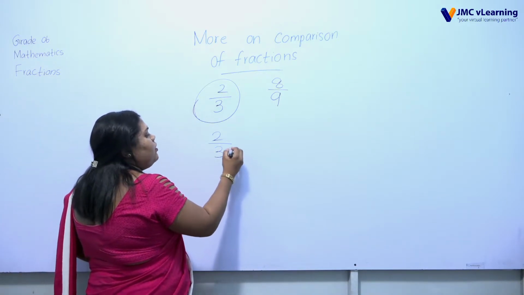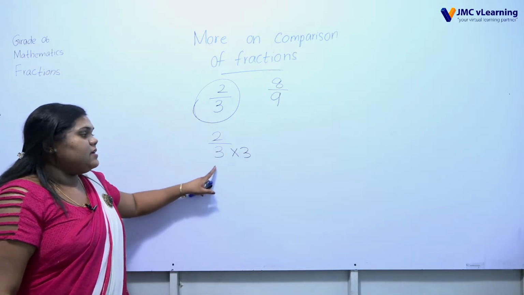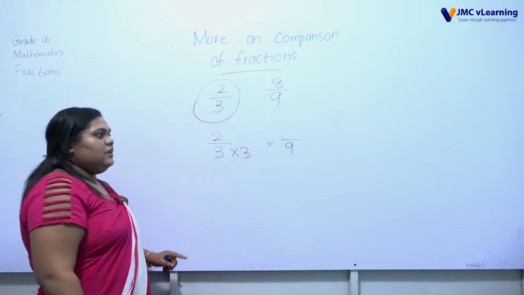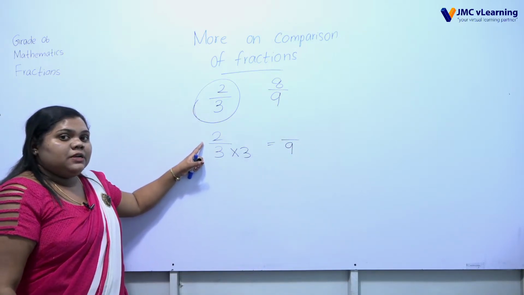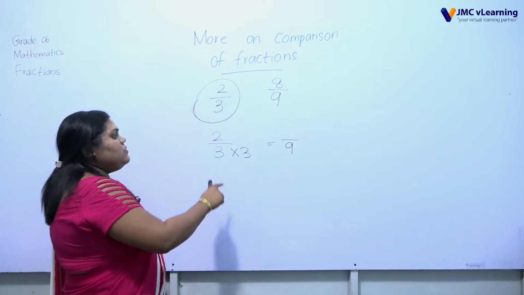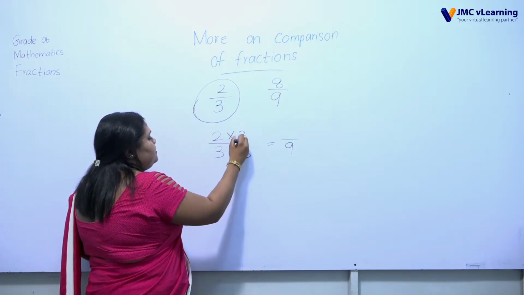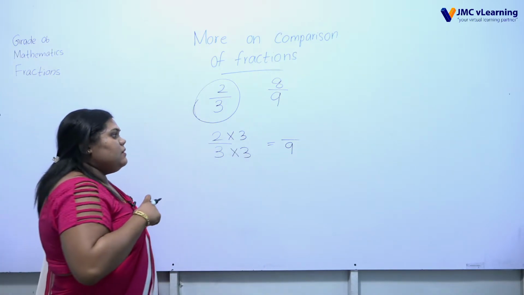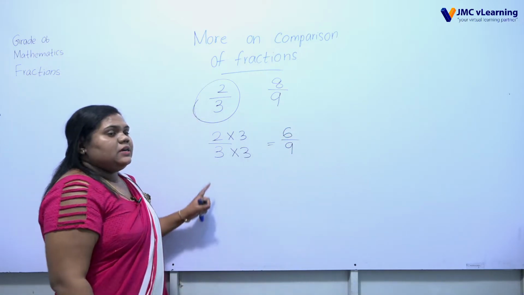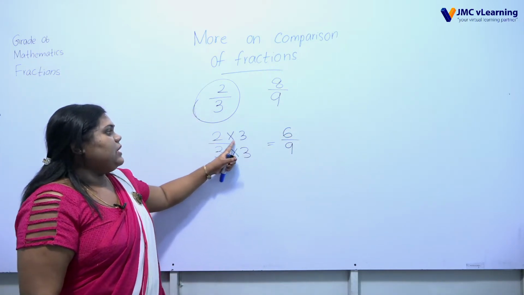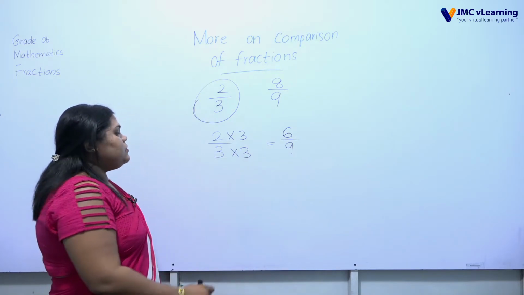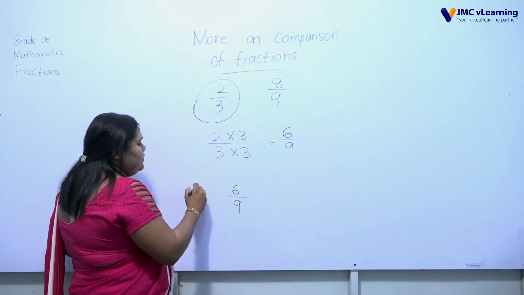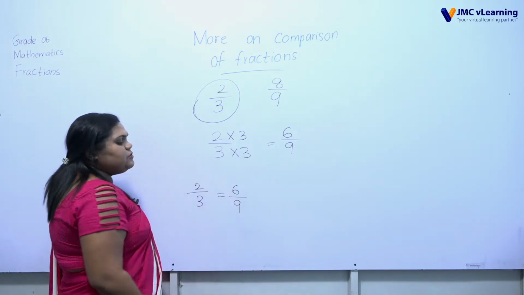So this 3 needs to be multiplied by 3 to get 9. 3 times 3, 9. And if we do something to the denominator, the numerator also needs the same thing. So 2 times 3, because this 2 also needs to be multiplied by 3. 2 times 3 means 6. So 6 out of 9 is an equivalent fraction to 2 out of 3.